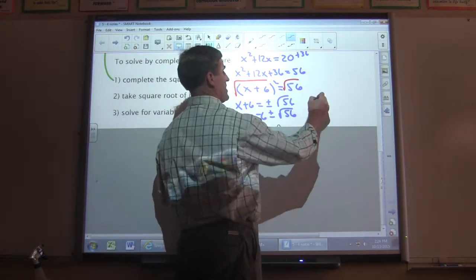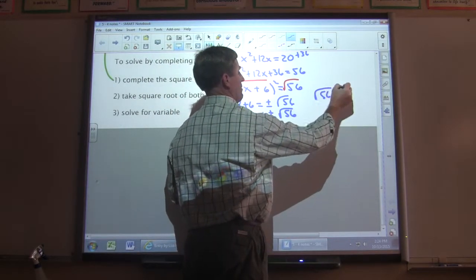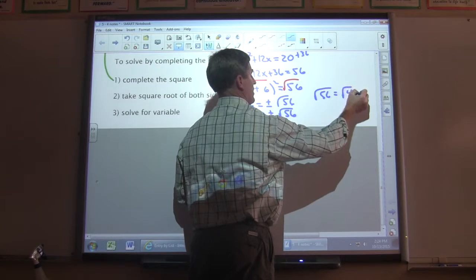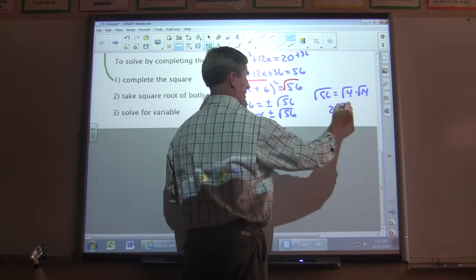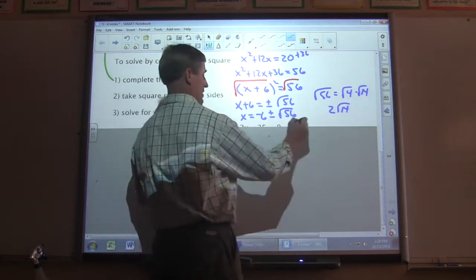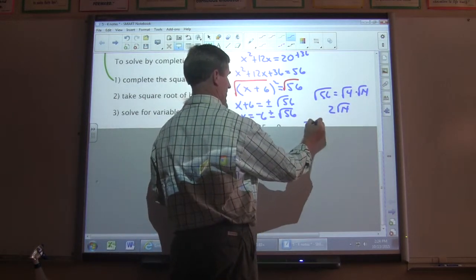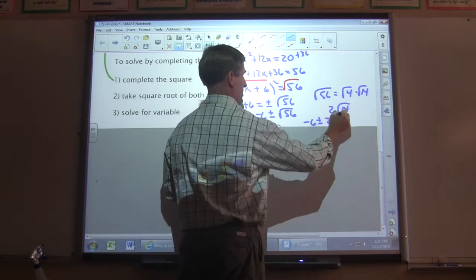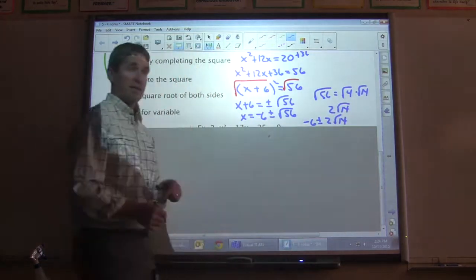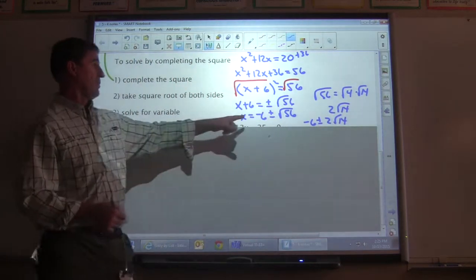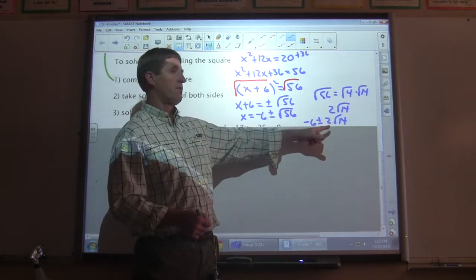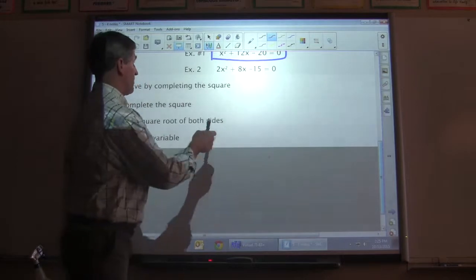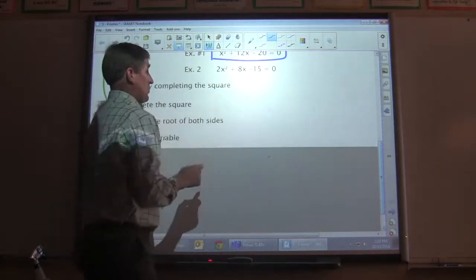But the thing to recognize is the square root of 56 can be broken down into the square root of 4 times the square root of 14. And the square root of 4 is 2. So the answer the book might have would be that. So be careful, understand that you can reduce these and the book will have them reduced if you don't. All right, so let's do example number 2, where a is not equal to 1.